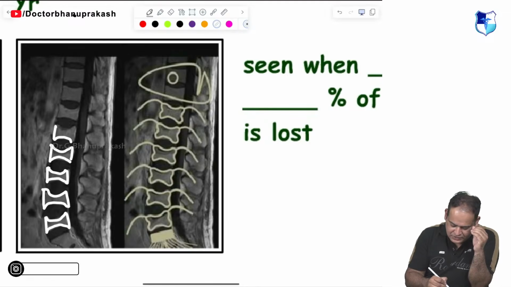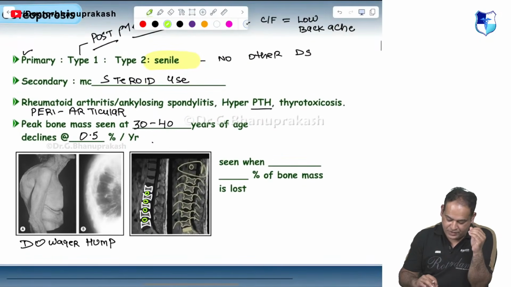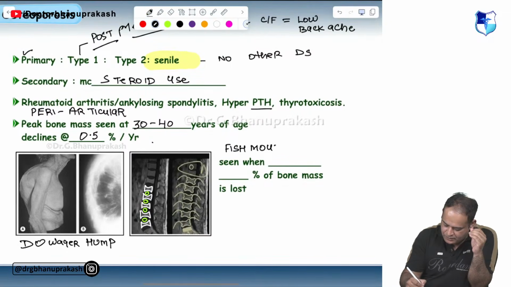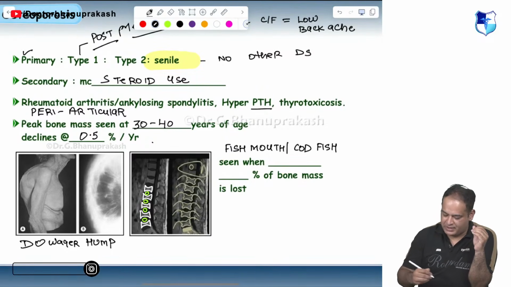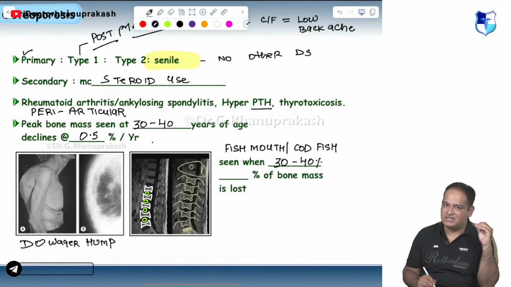Right? Like this. Now, this is the mouth. This is called the fish mouth vertebra, or codfish vertebra, whatever you want to call it. This is the fish mouth vertebra, or codfish vertebra appearance. It is seen when 30 to 40% of the bone mass is lost.